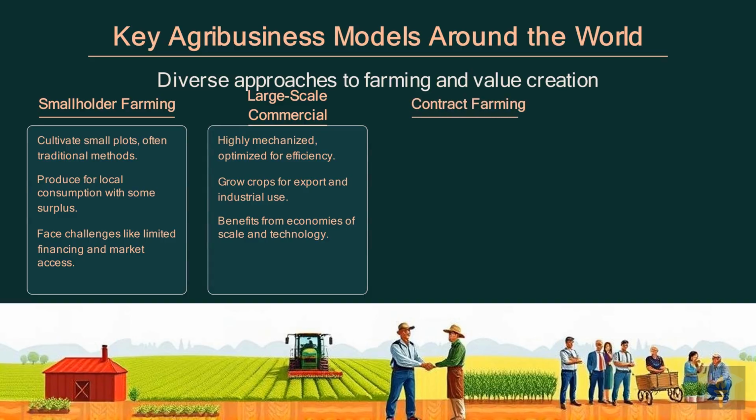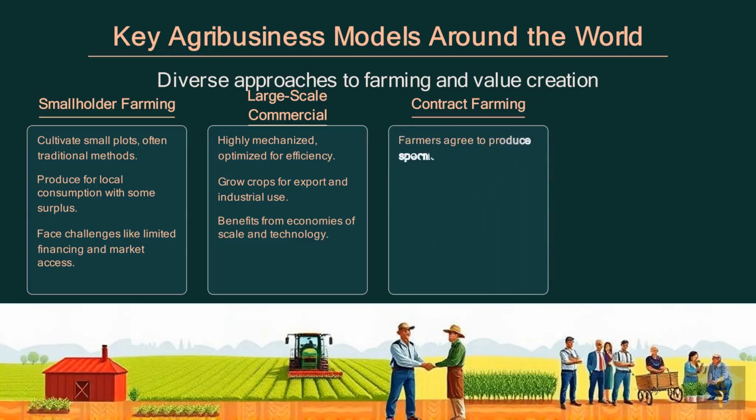Another important model is contract farming, which involves specific agreements between farmers and businesses. In this arrangement, farmers agree to produce specific crops for particular agribusiness companies. Farmers receive guaranteed markets for their produce, along with technical support and guidance. However, they may have limited control over pricing decisions for the crops they produce.